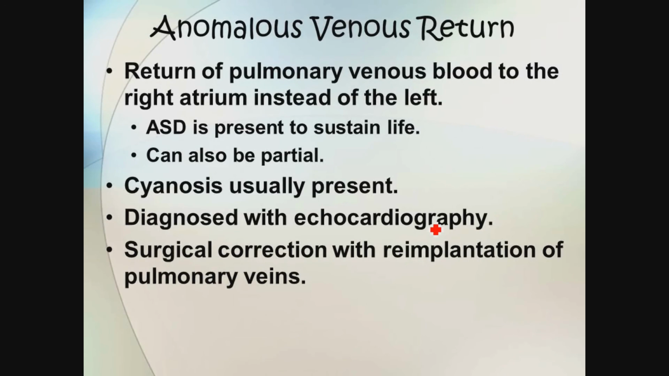You can have partial connection where maybe only one of the pulmonary veins is attached. Usually it ends up being a cyanotic defect. Amazingly, we diagnose it with echocardiography. And what we basically do is surgically go back in and put them back where they belong.